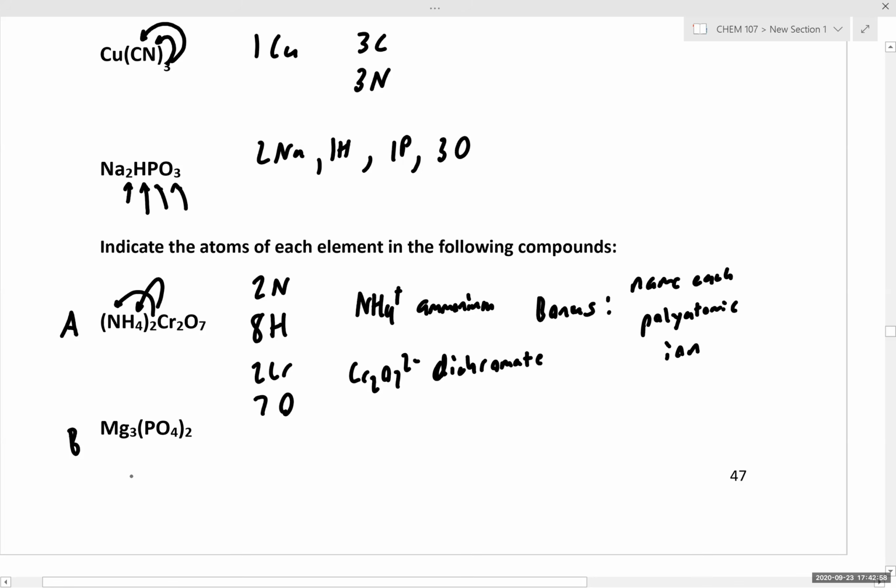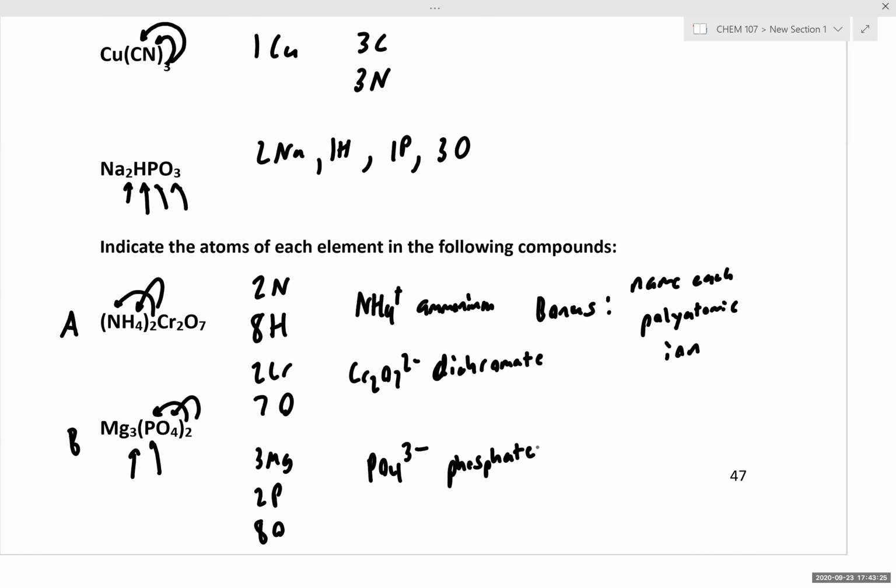For the following example, we have 3 magnesium atoms, 2 phosphorus atoms, and 8 oxygen atoms. So the polyatomic ion PO4 3- is known as phosphate. So we've completed our atom count and we've identified our polyatomic ions. So we're comfortable reading chemical formulas. Any questions on this example?